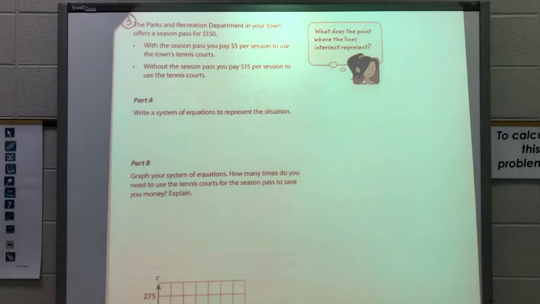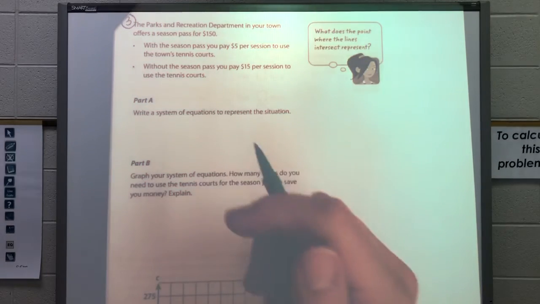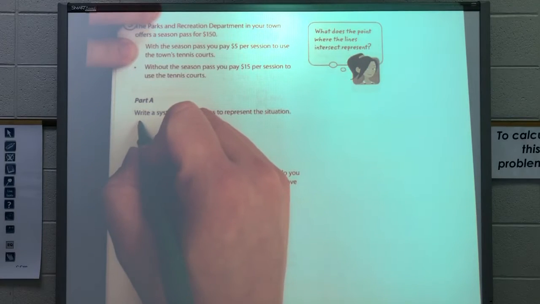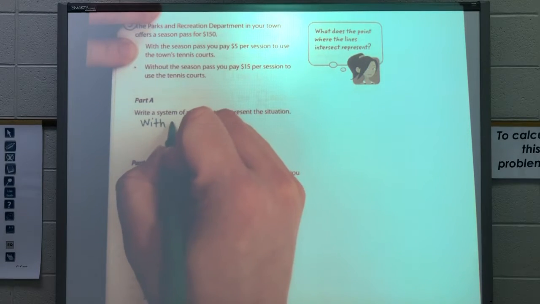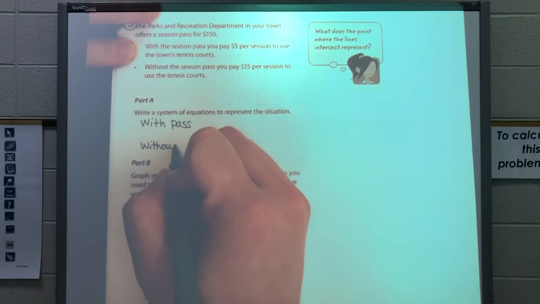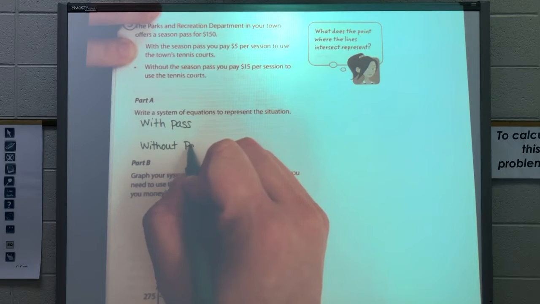So let's go back. Let's read the first question. It says, write the system of equations to represent the situation. System of equations means two. You have to write two equations, which makes sense because you have two scenarios here, a season pass and no season pass. We're going to go back and read what we think is important here. I have with a season pass, so with pass, and without pass.